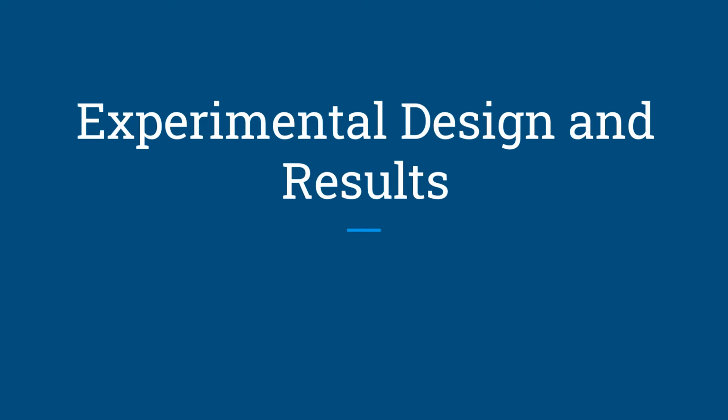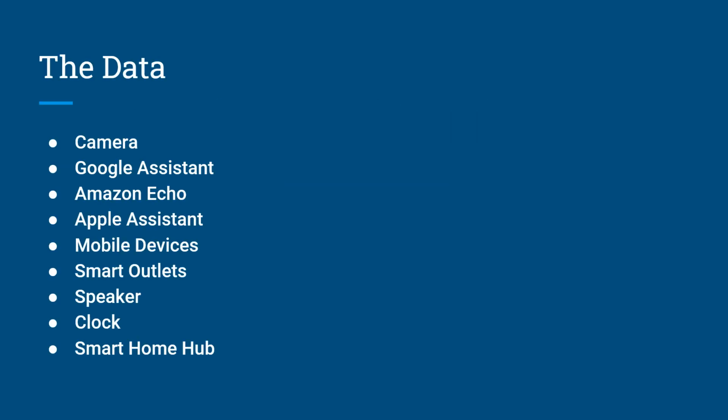In this section, I'll explain the details of our experiment and the results. The experiment began with approximately 6 gigabytes of PCAP data from many different devices. The dataset contains 3 cameras, 2 Google Assistants, 2 Amazon Echoes, 1 Apple Assistant, 1 mobile device, 2 smart outlets, 1 speaker, 1 clock, and 1 smart home hub. With these devices, we made 9 device type classes. They are listed on the slide.